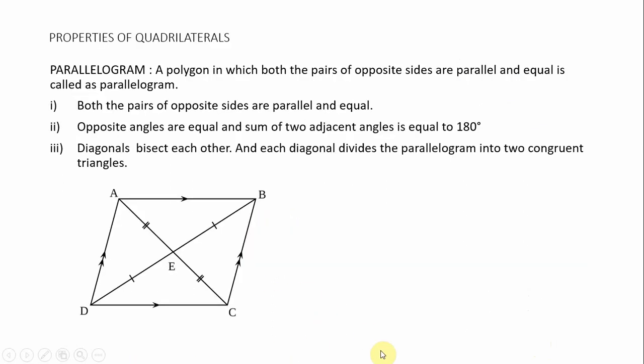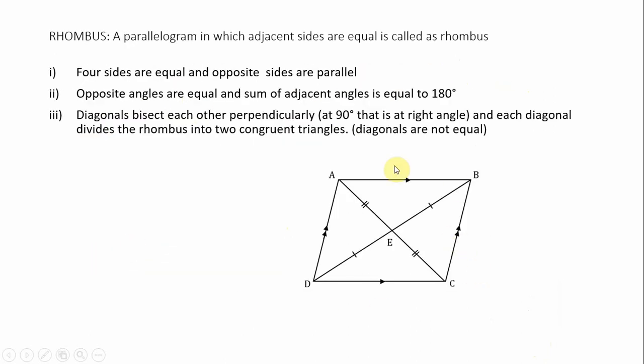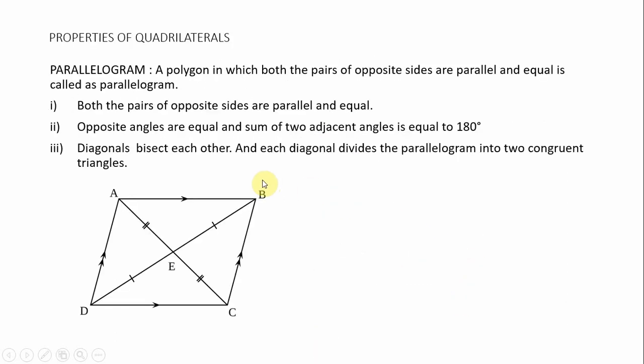Now coming to the next one, which is a parallelogram. A polygon in which both the pairs of opposite sides are parallel and equal is called a parallelogram. First thing, it is a polygon in which both the pairs of opposite sides are parallel and equal. What are the opposite sides? AB is parallel to CD and AD is parallel to BC. So both the pairs of opposite sides are parallel and equal.